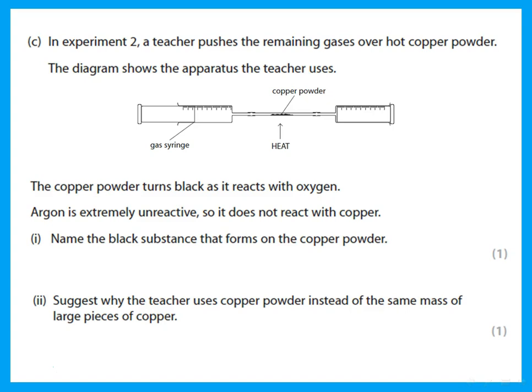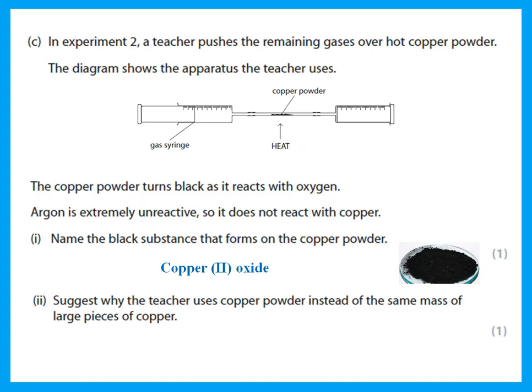Of course, when copper metal or copper powder reacts with oxygen, what does it give? It gives copper oxide, and the copper oxide is black. So that's why we get a black substance. Remember, when we talk about copper oxide being black, we're talking about copper(II) oxide.